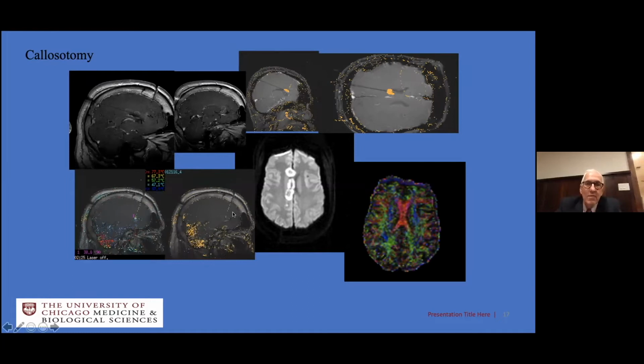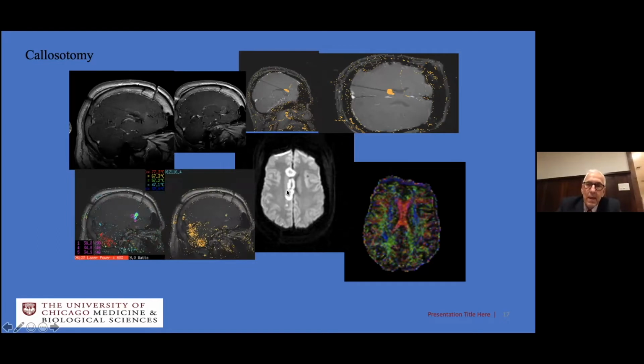The movie is running down there. So we put one laser fiber in from the back and one from the top, because it curves in the front of the brain. And what you can then see and get is, this is again a diffusion image. We completely disconnect this part of the brain.